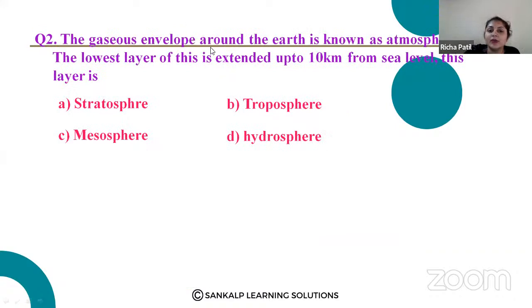The gaseous envelope around the earth is known as the atmosphere. Okay, the lowest layer of this extends up to 10 kilometers from sea level. This layer is B, troposphere, correct. This layer is the troposphere.